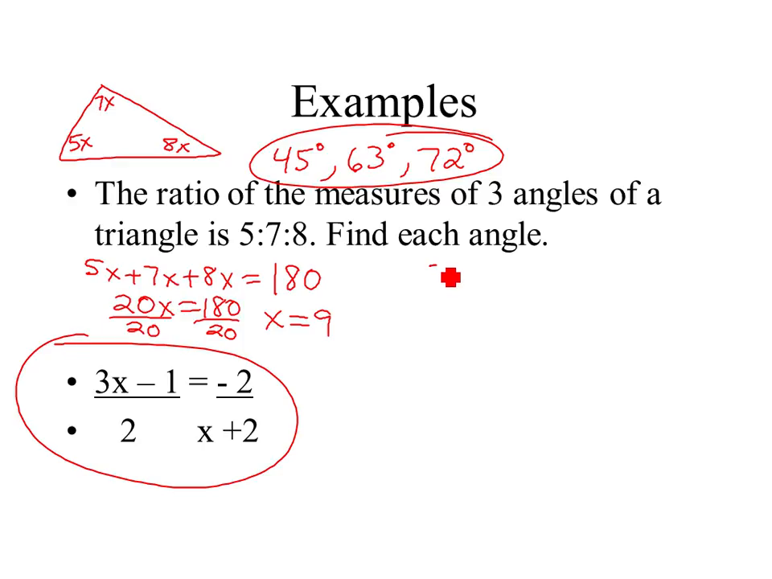I'll rewrite it right here. 3x minus 1 over 2 equals negative 2 over x plus 2. I don't know if you'll see it.